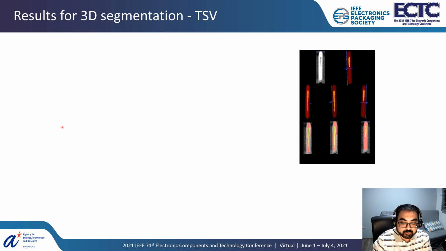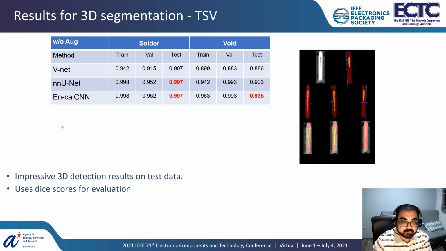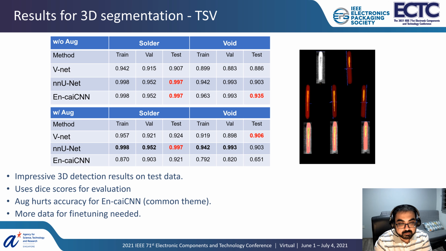Okay, and so for segmentation, now we present the results individually for all these three structures. We basically perform two types of experiments. One where we do not augment the data at all. We just use the limited data that we have annotated, and then run our models of VNet, NN unit, and anisotropic CNN, and we also augment the data, and then we look at the results. Overall, you will see that NN unit performs exceptionally well compared to VNet and anisotropic CNN for TSV data.